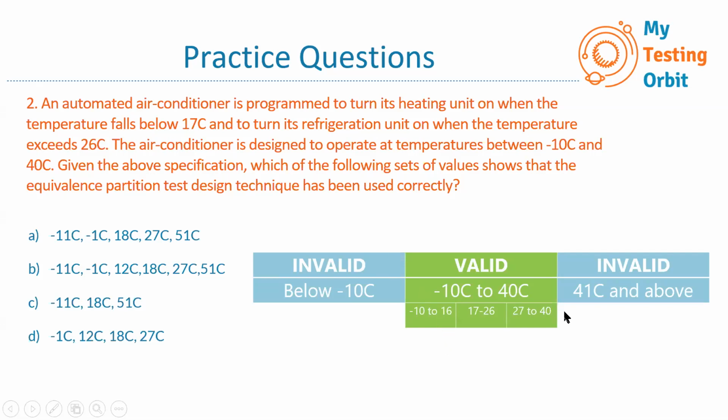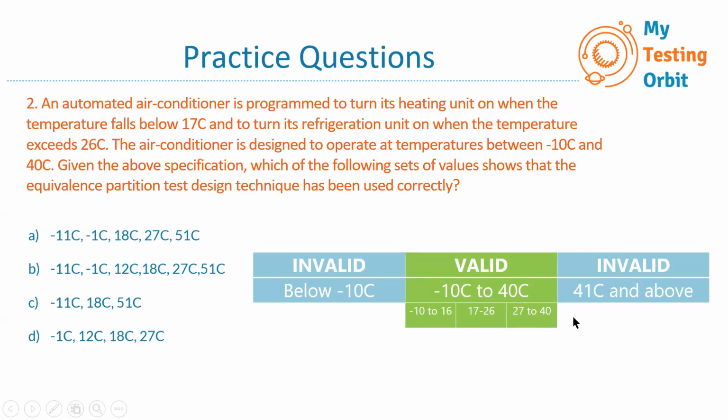So this would be our subpartition. So we have to create subpartitions now. Then we will assume that -10 to 16 would be our one subpartition. Then, it says that if it exceeds 26, then the refrigeration unit will be on, which will be 27 to 40, because it says exceeds 26C, so 26 will not be included. And then the remaining one, 17 to 26, will be another range. So we have three subpartitions within our valid data.